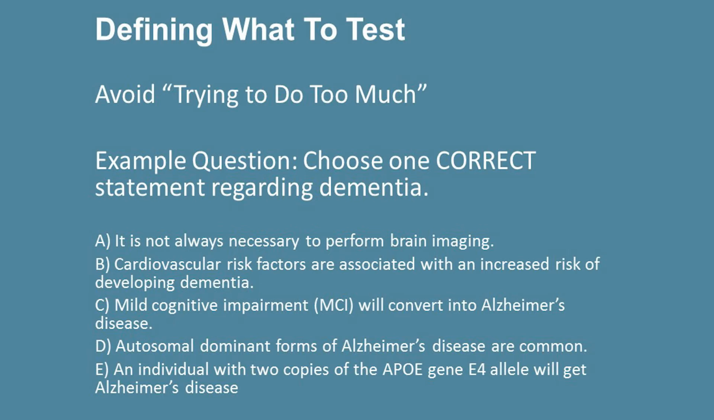The answer, I think, is B, and I suspect that the author was trying to test whether the student knows that vascular risk factors can cause dementia. But as you'll see in a little bit, it doesn't follow the format that we would suggest for a multiple choice question, and it's trying to do too much. Is it trying to know that the student knows that B is correct, or is it trying to know that the student knows that A, C, D, and E are incorrect?